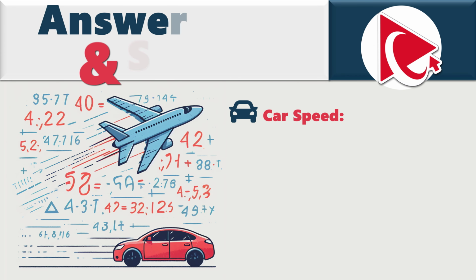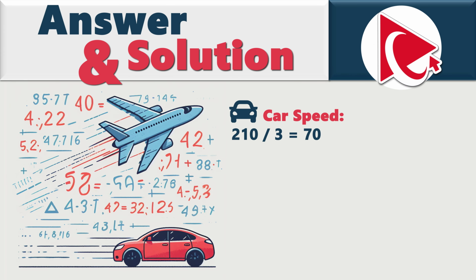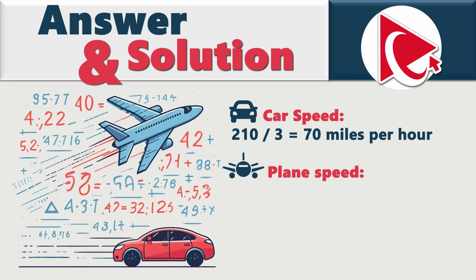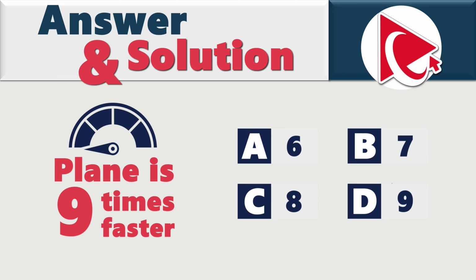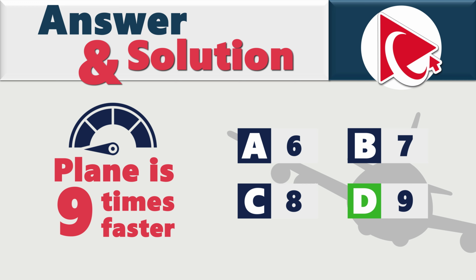The car speed can be calculated as 210 divided by 3, which would be equal to 70 miles per hour. The plane speed can be calculated as 1260 divided by 2, which equals 630 miles per hour. So the difference between the plane and the car would be 630 divided by 70, which would be equal to 9, which means the plane is 9 times faster than the car. So the correct answer here is choice D, 9.